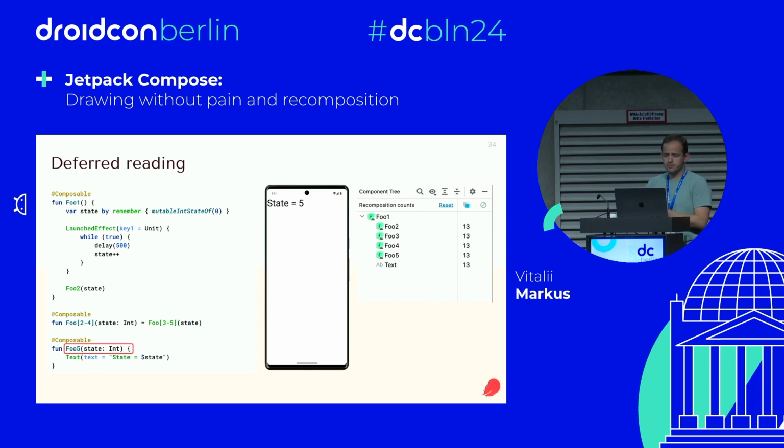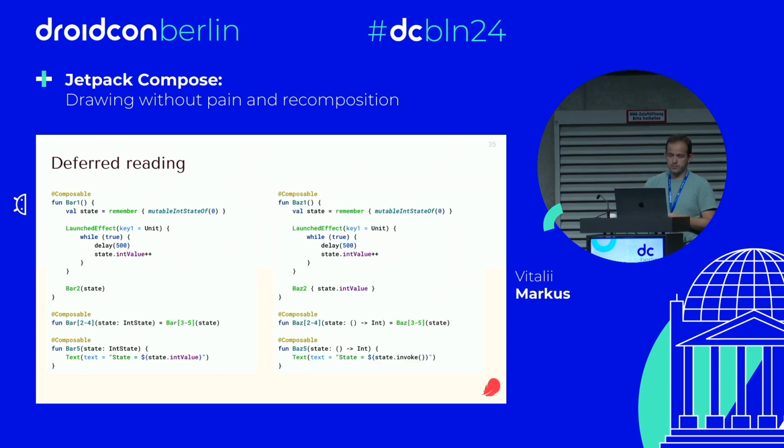And as you can see, when the state is changed, all nested functions are recomposed, although foo2, foo3, and foo4 haven't changed anything. They just pass a value to the next function. So what we can do is defer the reading.